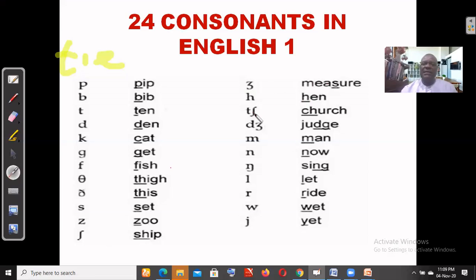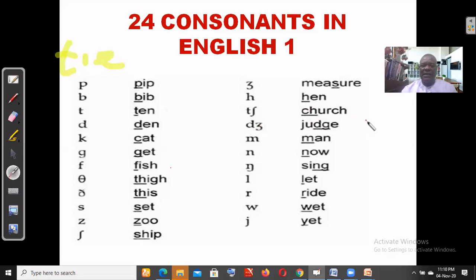Then this is the cha sound. Of course, this also is a fricative, and it is represented by the letter CH. Now, if I produce this as voiceless, this is ch, as in church, church. This is the voiced counterpart, which is J, as in judge, judge.